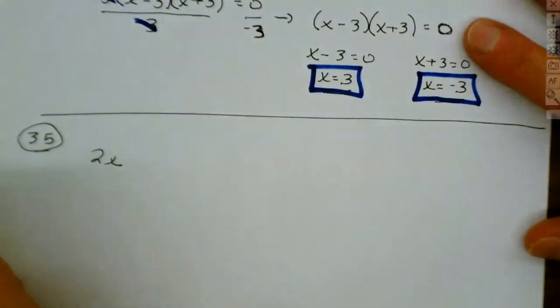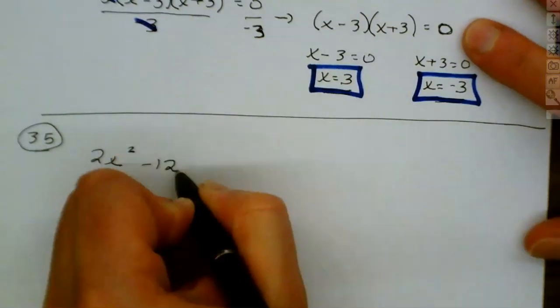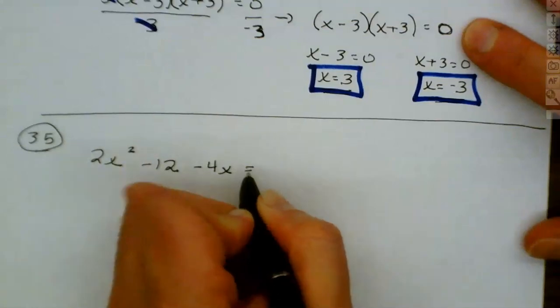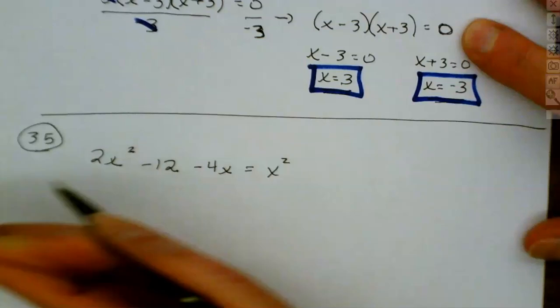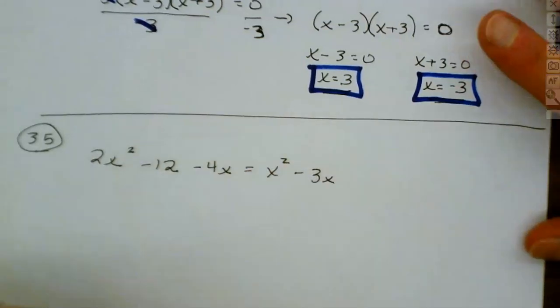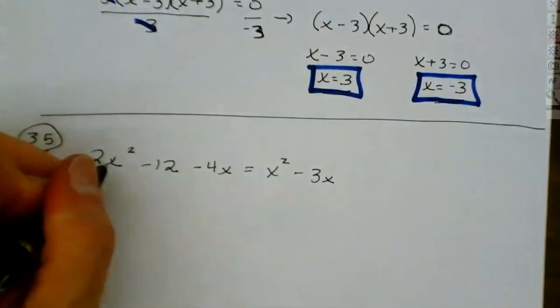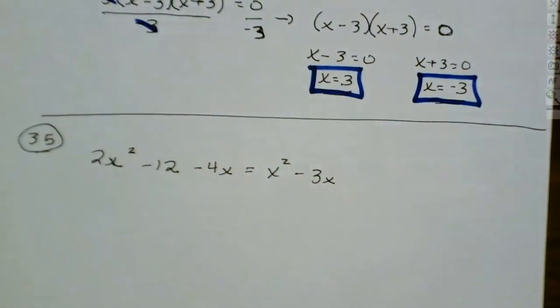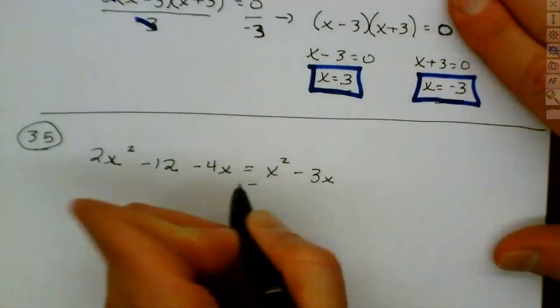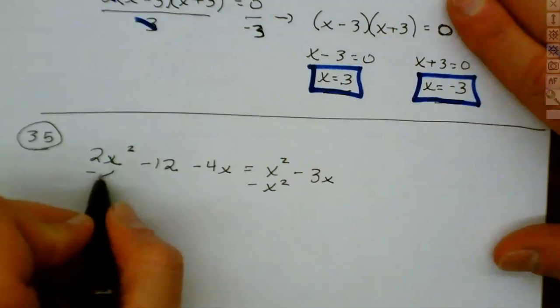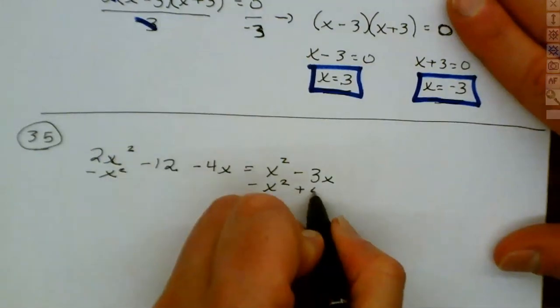So we're going to look at 35, which is 2x squared minus 12 minus 4x equals x squared minus that 3x there. Now, what are we doing? Well, we have an equal sign, correct? Whenever we have an equal sign, what do we always set it to? No matter what, we set these to 0. So we're going to move everything to the left-hand side and make it equal to 0. So I'm going to move that x squared over. I'm going to add that 3x over.